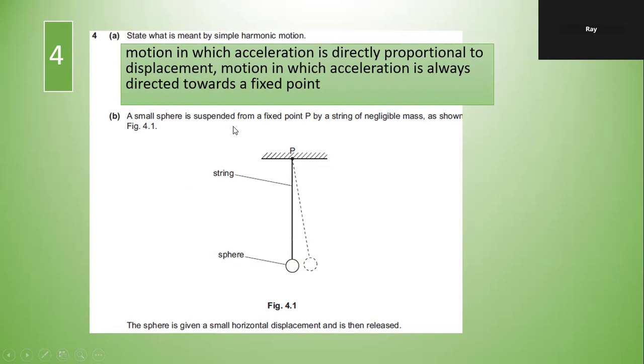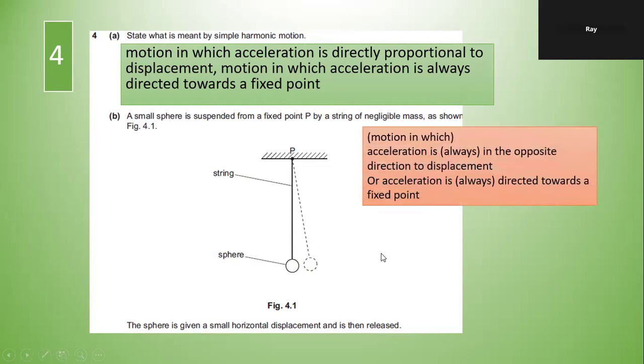A small sphere is suspended from a fixed point P by a string of negligible mass as shown in figure 4.1. The sphere is given a horizontal displacement and then released. That's where it's released. That's the alternative answer here: either acceleration is always directed towards a fixed point, or acceleration is always in the opposite direction to displacement. Either one.